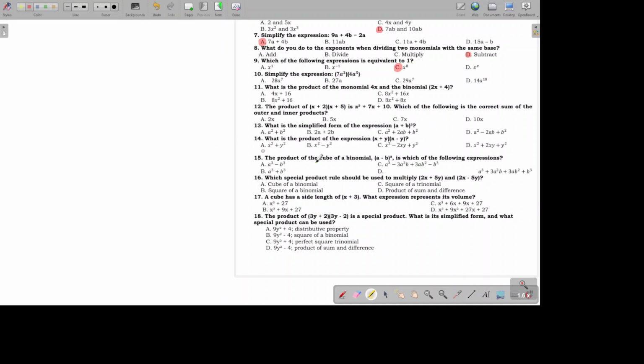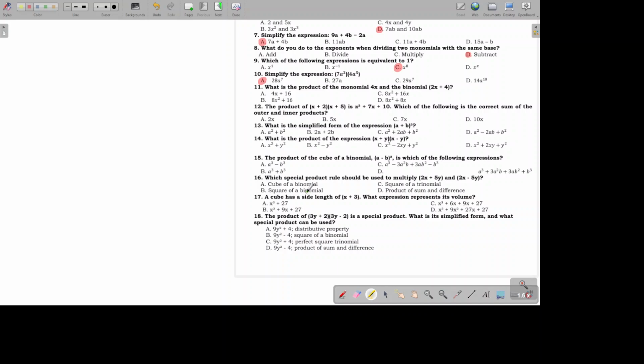Okay. Number 10. Simplify the expression 7a squared times 4a to the 5th power. So when we multiply, as I mentioned earlier, we don't only deal with the numbers, we also add the exponents of the same base. So 7 times 4 is 28. So obviously, this is the one with the correct coefficient. As for the letters or the variables, a raised to 7 because we have to add the exponents. So a raised to 7 is what we also have in letter A. So that confirms that letter A is the answer.